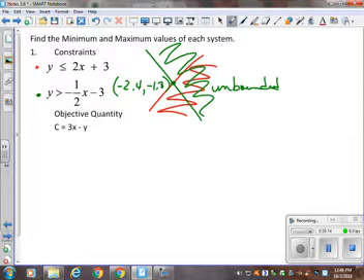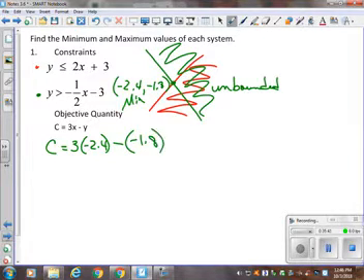Okay? This objective quantity equation is an equation that calculates the value of that max or min. This is the point that makes the minimum because it's unbounded and keeps going up forever. It doesn't have a maximum, but this is a minimum. The answer to the question is, what is the value of your minimum? So you plug in your point into this equation and work out the value of your minimum.